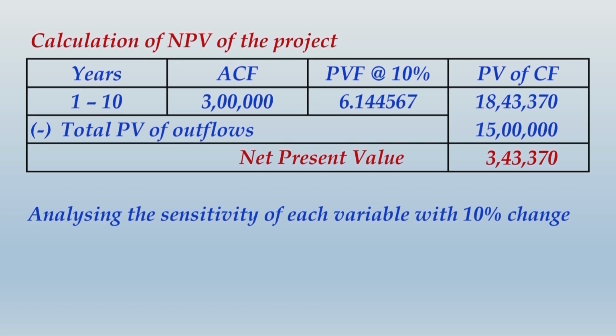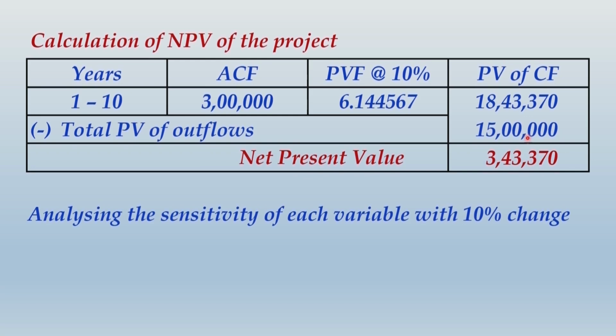Alright friends, I am sure you have completed these calculations. So what is to be done now? You have to analyze the sensitivity of each variable with 10% change. So question is specifically mentioned in the first part, what will happen if the cost of this project increases by 10%. So from 15 lakhs, if you increase it by 10%, this will become 16,50,000.